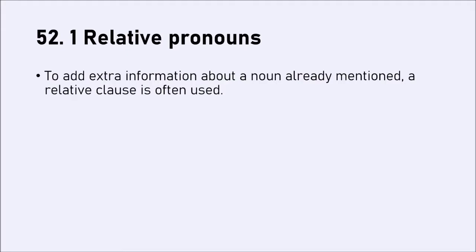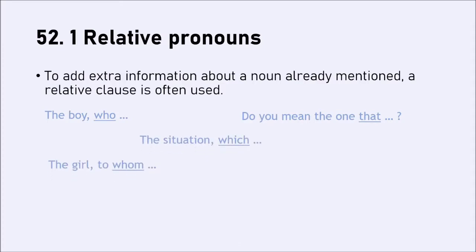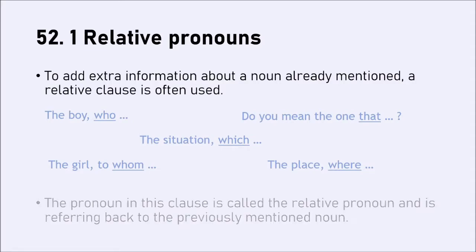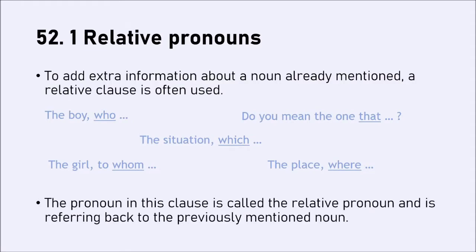So, for example, the boy who, the one that, the situation which, the girl to whom, the place where. You get the idea. All of the underlined words here are the relative pronouns because they are the pronouns in the relative clause. They are the ones that are referring to what we've just mentioned in the previous clause or something we've previously mentioned in a previous paragraph or sentence or whatever.